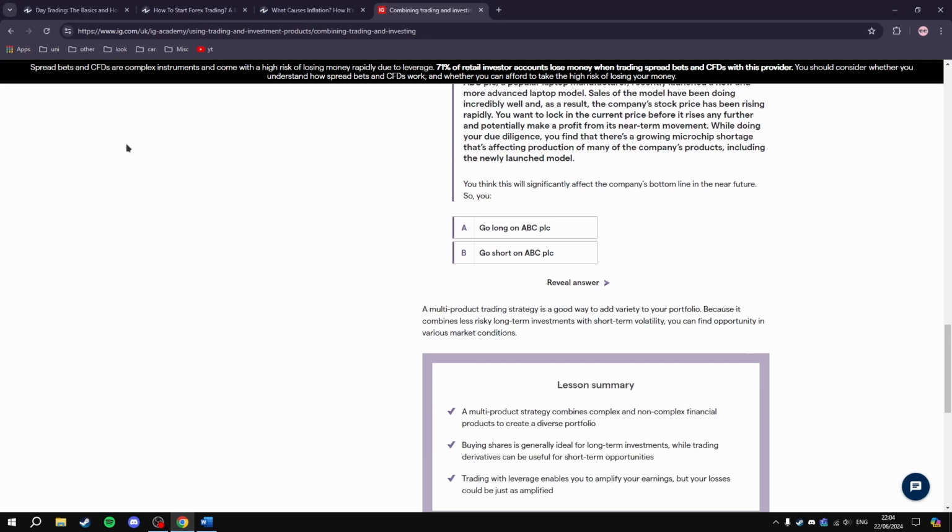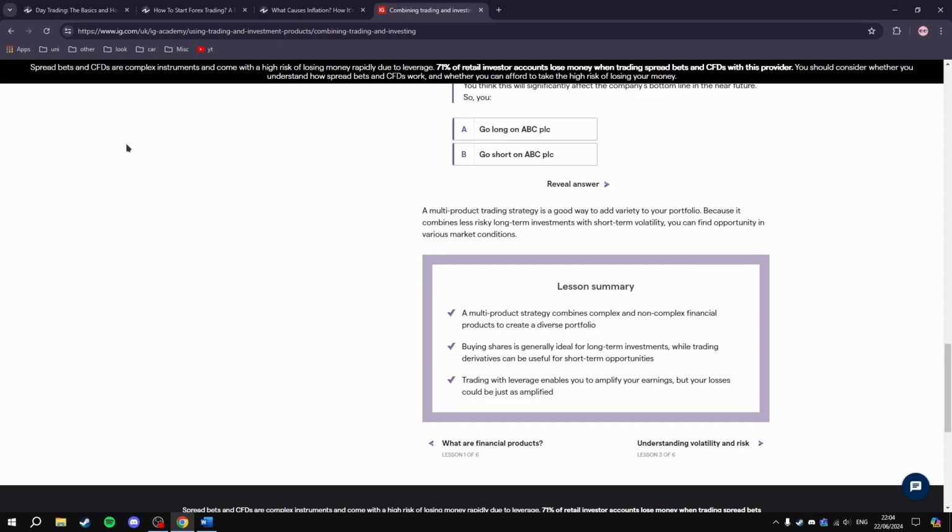Then we went through the quiz. A multi-product trading strategy is a good way to add variety to your portfolio because it combines less risky long-term investments with short-term volatility. And then we went through the lesson summary.